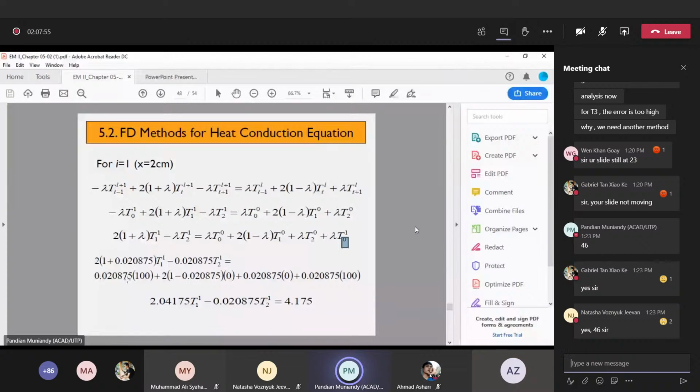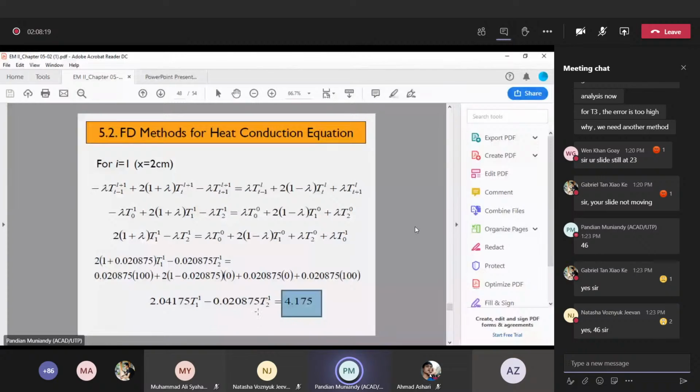So you multiply and then add, you should get 4.175. So if you simplify, you get 2.04175 T11 minus 0.020875 T12 equals to 4.175.